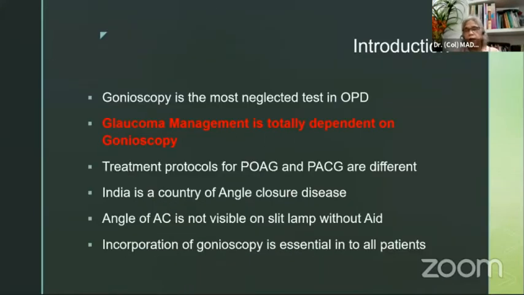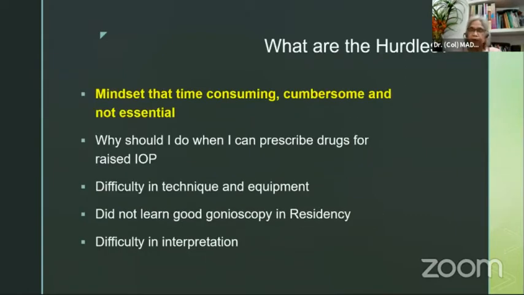Right, so as we have seen in most of our lives, gonioscopy is the most neglected test in the OPD. And unfortunately, the entire glaucoma management is fully dependent on gonioscopy because treatment protocols for POAG and PACG and secondary glaucomas are all different. So there cannot be one size for all. And India is a country of angle closure, as Sukanya said earlier. Unfortunately, the anterior chamber is visible, but the angle of the anterior chamber is not visible on slit lamp examination. So therefore, we need to incorporate gonioscopy so that it can be done easily and be a part of the comprehensive examination. But what is actually coming in the way?